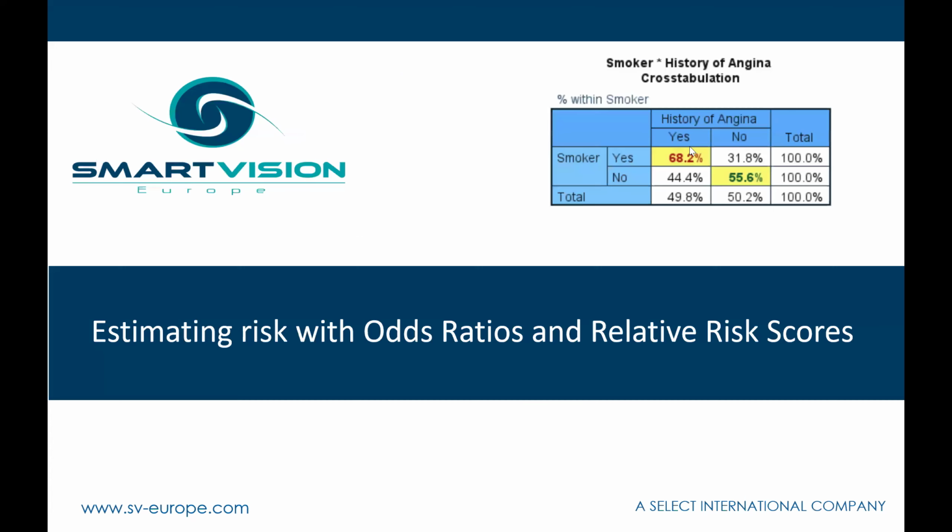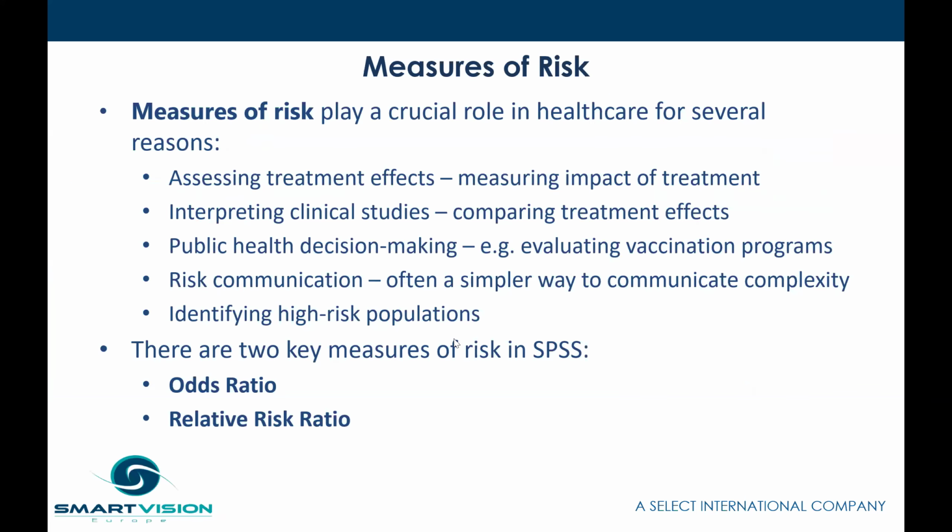Having looked at that, what about the next section? Next section, we're looking at odds ratios and relative risk scores. So I wanted to spend some time. I put some videos together on this because I just know it's an area that people get very, very confused over, and understandably so. But they're used so often in measures of risk.